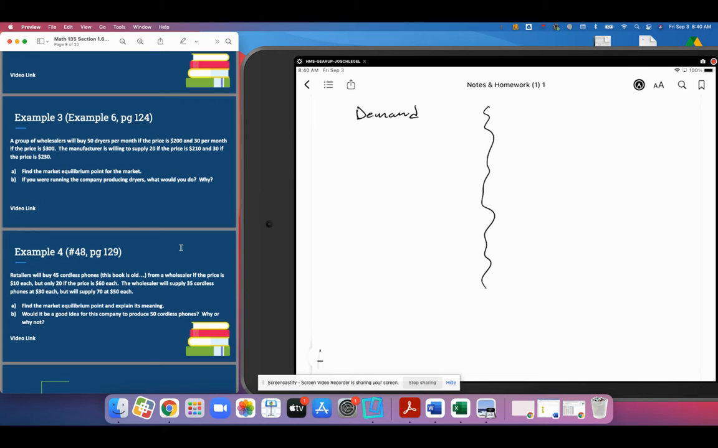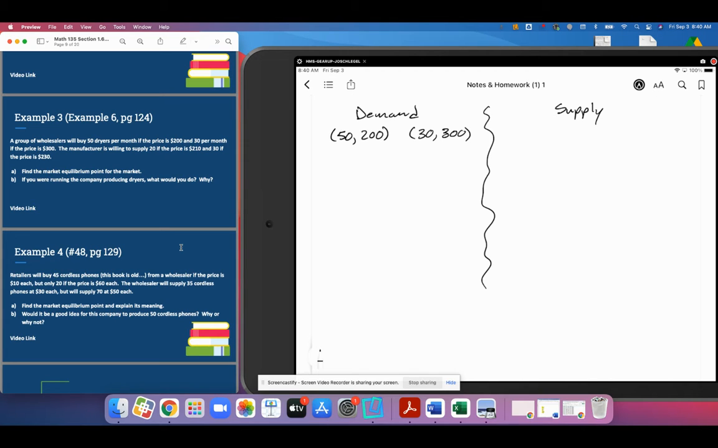If you are going to sell, you are producing the supply. So what we do have here, everyone, is 2 points, 50 dryers at 200. So again, our quantity is always our X value. Our price is always our Y value. So 50, 200. And we have 30, 300. So we have 2 points. We do not have a y-intercept.